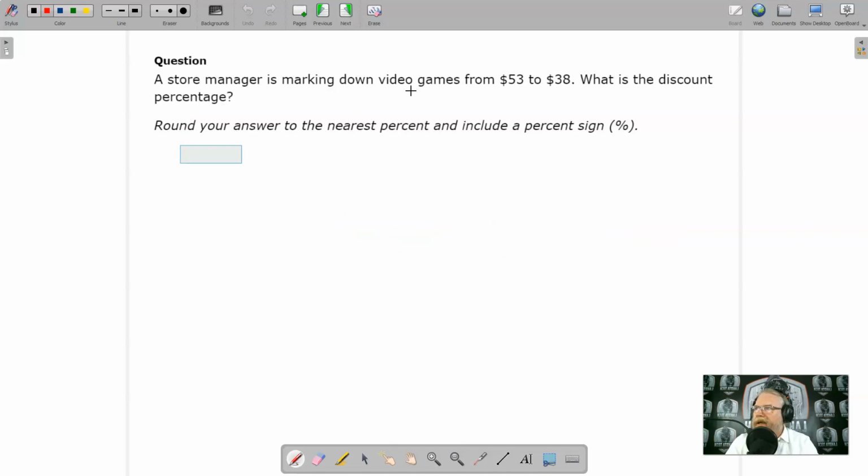Store managers are marking down video games from $53 to $38. So here's our original amount, and here is our new amount. To have a positive numerator, we're going to have to do 53 minus 38, and then we divide by the original amount, which is 53.